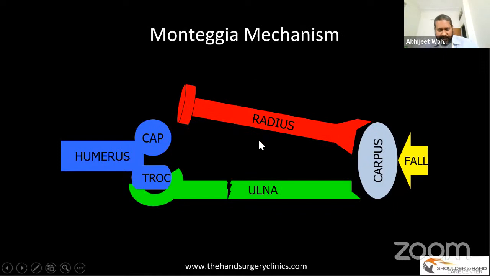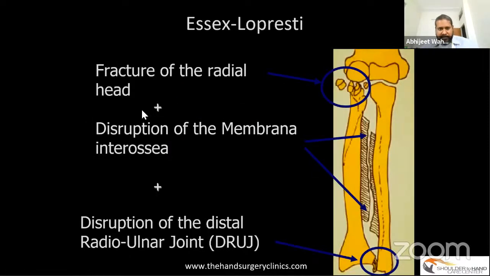Whereas in Monteggia, like we just saw with Dr. Amit Vyas's presentation, there is a fracture of the ulna and a dislocation of the proximal radio-ulnar joint. So this is the Monteggia variant. Whereas in the Essex Lopresti, there are three components: a fracture of the radial head, a disruption of the interosseous membrane, and a disruption of the distal radio-ulnar joint.